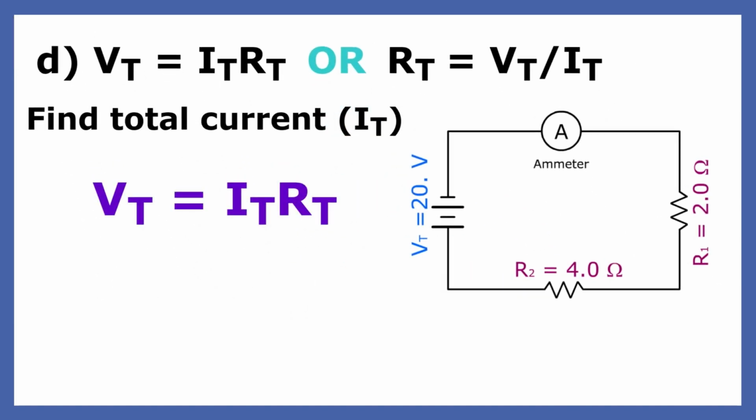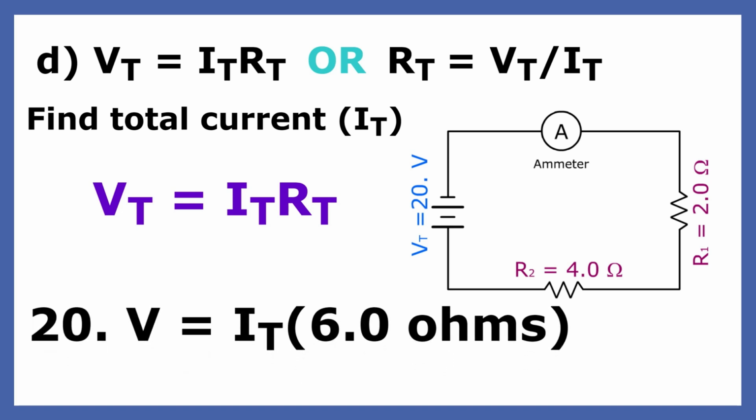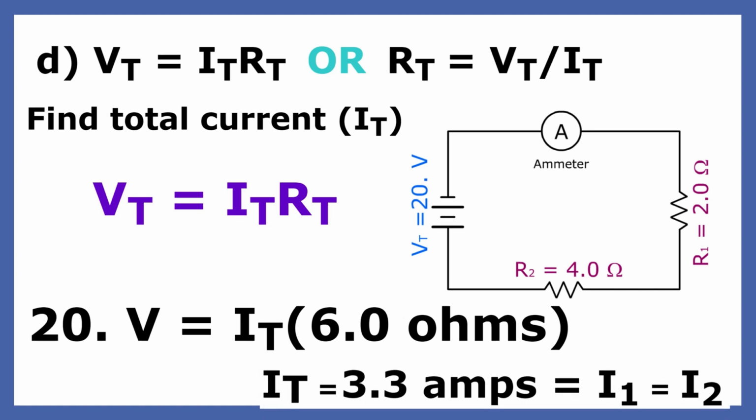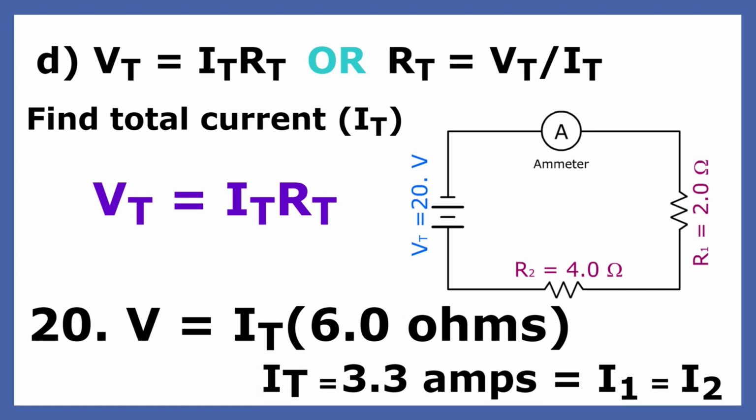Since we know the total voltage and the total resistance, we can use Ohm's law to find the total current. When we divide both sides of the equation by 6 ohms, we get a current of 3.3 amps.